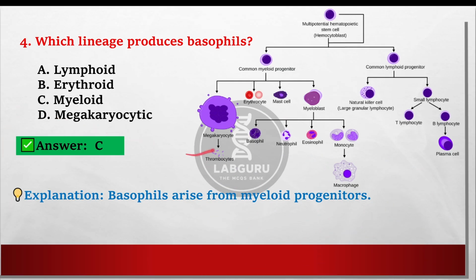You can see here the basophil. Where is the basophil? You can see it in the granulocyte, basophil, and it is a part of the common myeloid progenitor. So myeloid progenitors give rise to the basophils, neutrophils, eosinophils, monocytes. Okay, and the lymphoid progenitor gives rise to the lymphocytes, that is T lymphocyte and B lymphocyte, and also the NK cell, that is natural killer cells.